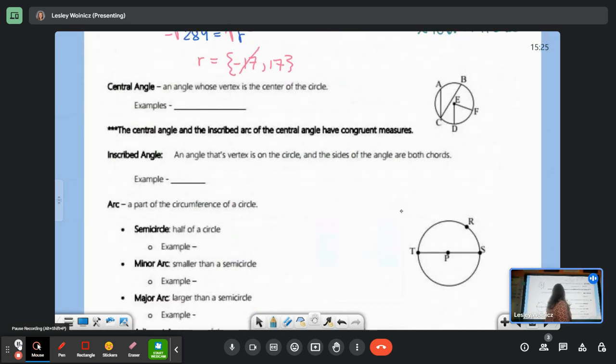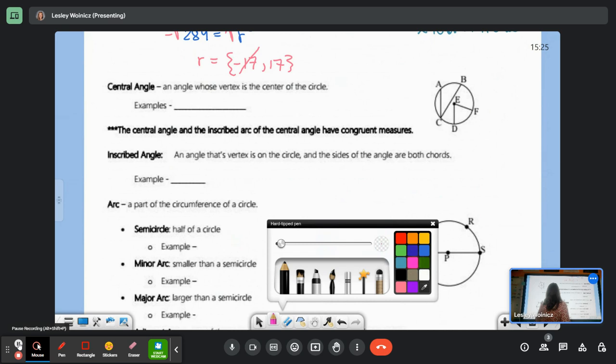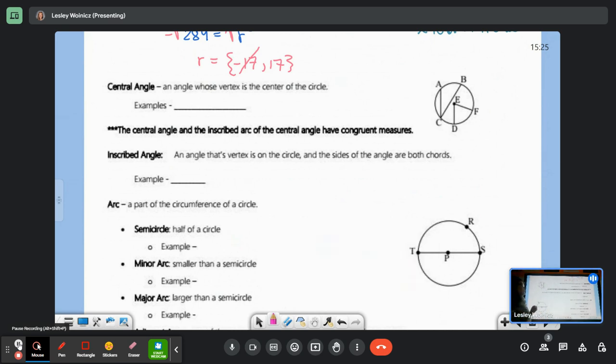Right, a central angle. A central angle is an angle whose vertex, that's where it bends, right? That's the middle point in the middle of the angle where it bends, is the center of the circle. So can you give me an example from the picture of a central angle? Okay. This one? Yeah. Right? So make sure you put the E in the middle. You can either call it FED or DEF.